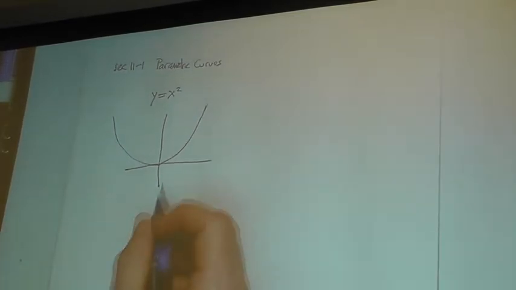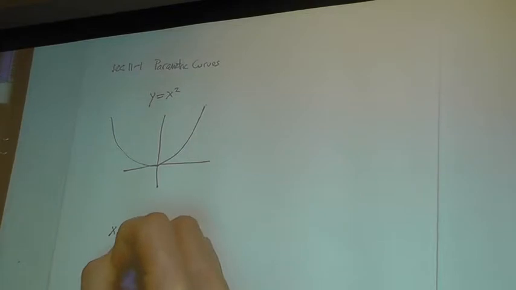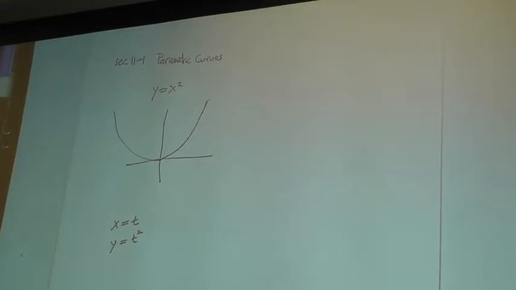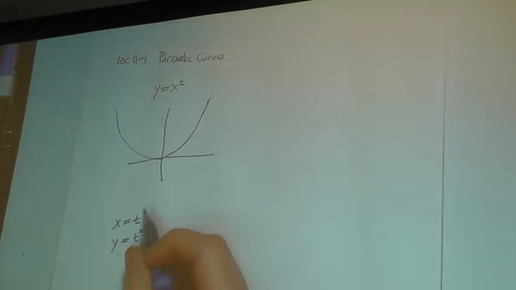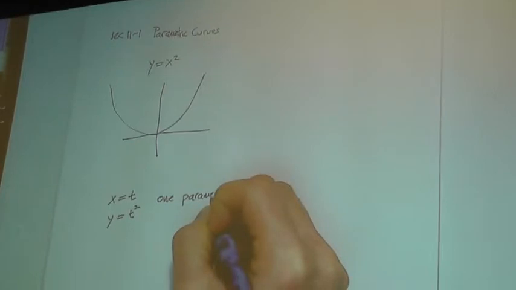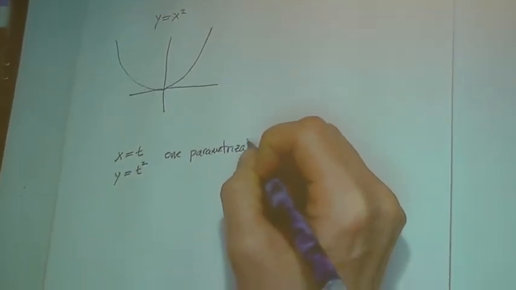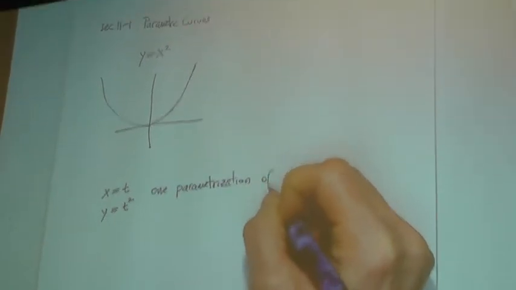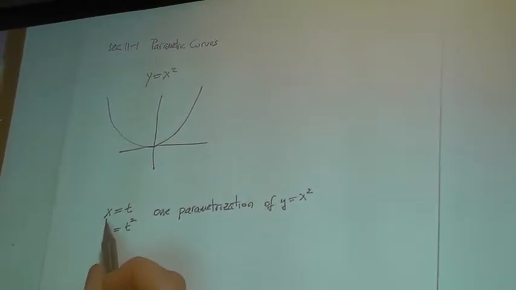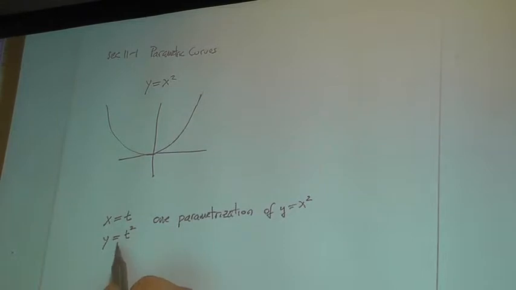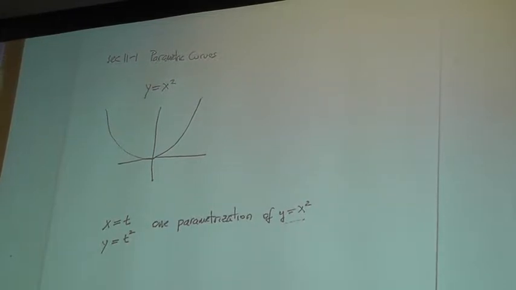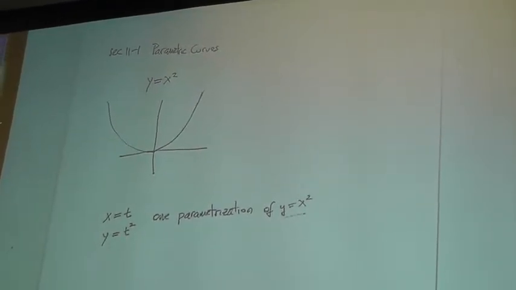So I might write x is equal to t and y is equal to t squared. And this is a parameterization of this curve, and I'll show you several more. There's infinitely many different possibilities. Okay, so I want to observe that algebraically the square of x is what gives you y, and that's how I know it's a parameterization. We usually think of t as time.